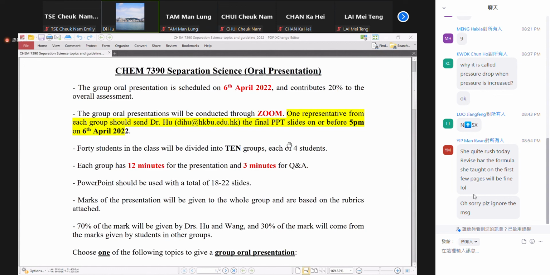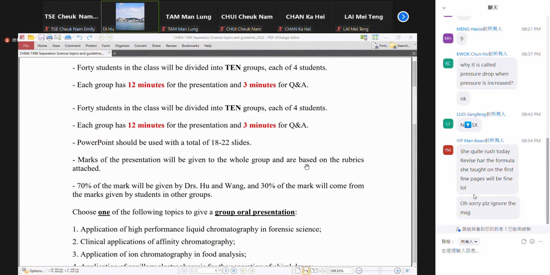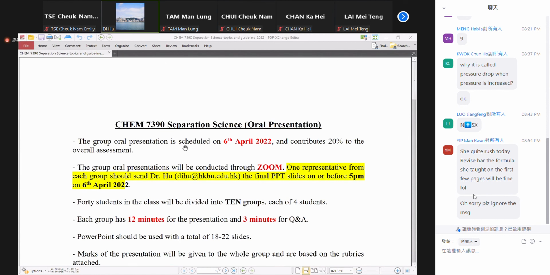So for this separation science, we're going to have an oral presentation, and it will be a group oral presentation. This counts for about 20 marks of the total marks. The group oral presentation will be held on April 6th, the last lecture. We have 3 hours, and we'll do it online. Since it is a group presentation, all group members get the same mark, and it contributes 20% of the overall assessment.